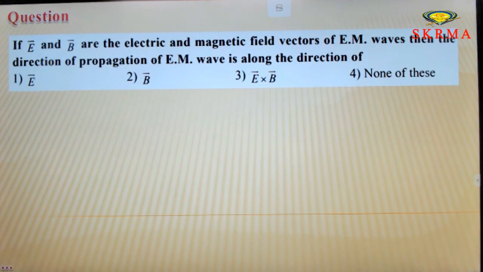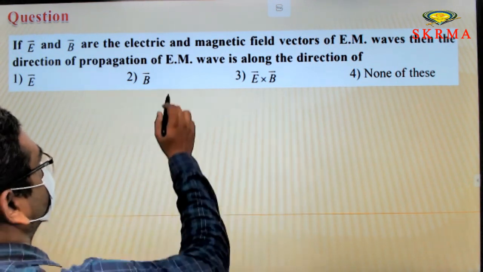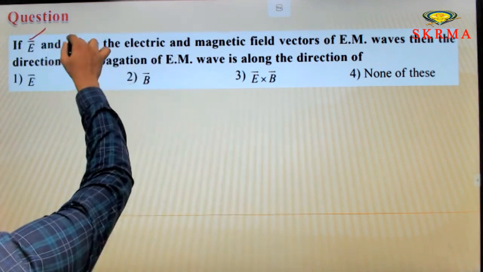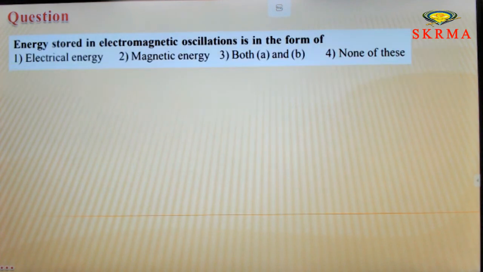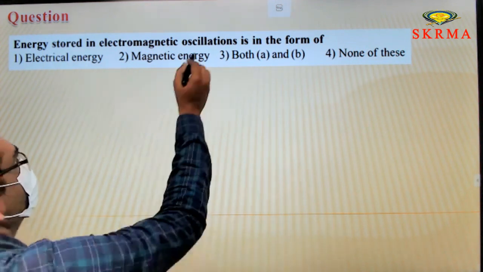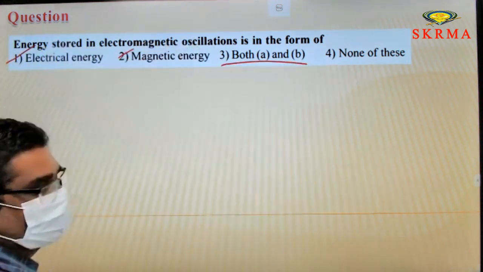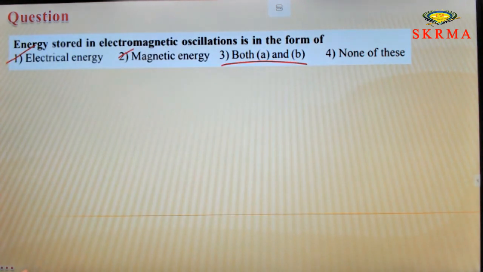Next one. E and B are electric and magnetic field vectors in electromagnetic wave, then direction of propagation of EB is along. Electromagnetic wave propagation is perpendicular to both electric and magnetic field. So direction of propagation is along the cross product of electric and magnetic field, E bar cross B bar. Next, energy stored in electromagnetic wave oscillation is in the form of both magnetic and electric, so that you have to select third option.